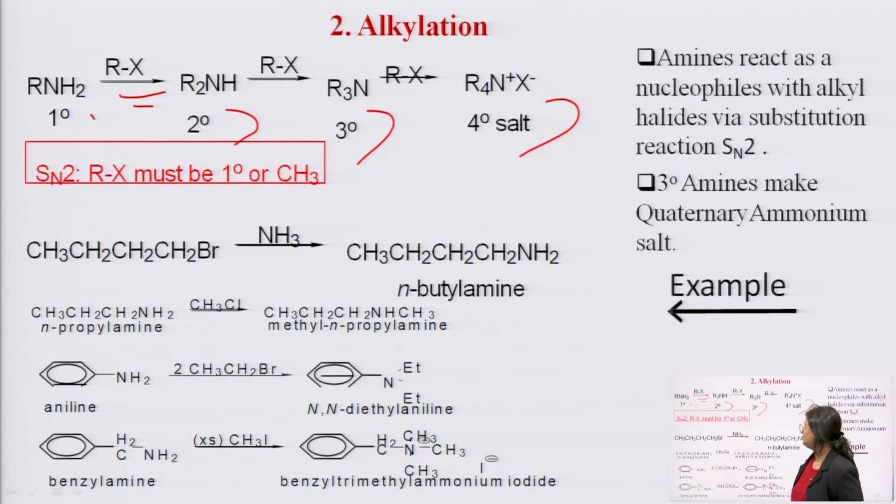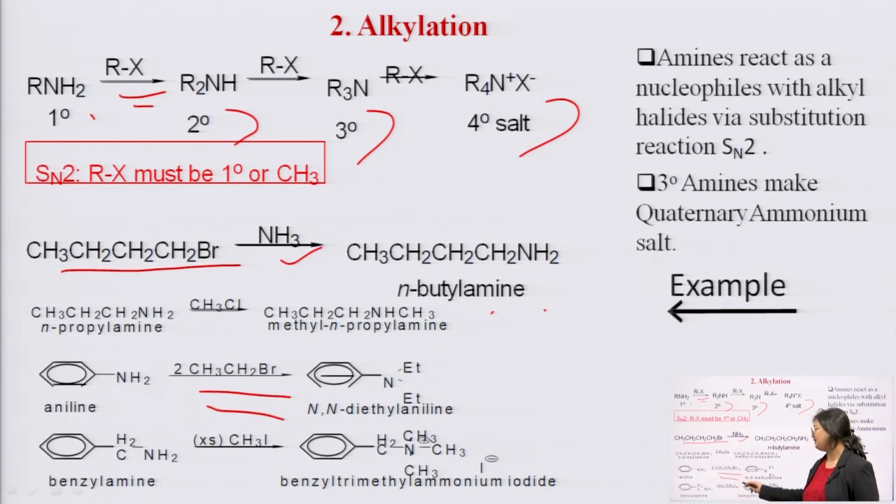Next, for example, an alkyl bromide upon reaction with an amine forms N-butylamine, that is, a primary amine is formed. Similarly, aniline upon reaction with an alkyl halide forms N,N-diethylaniline.